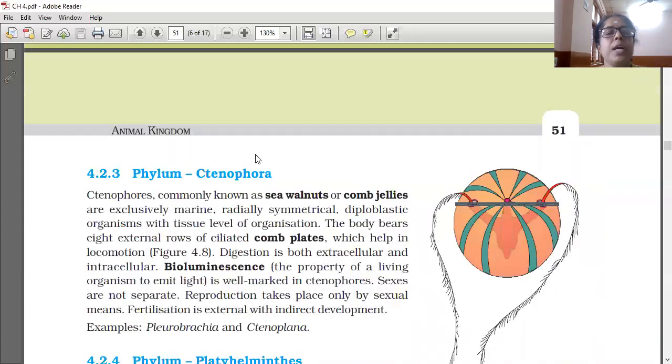Which are the phyla we had learned? Phylum Ctenophora. The diagram you also have to draw. By drawing the diagram, what benefit are we getting? Suppose you are drawing this diagram, then you will draw the comb plates, 8 comb plates. Then the theory you can also remember: 8 comb plates are there.